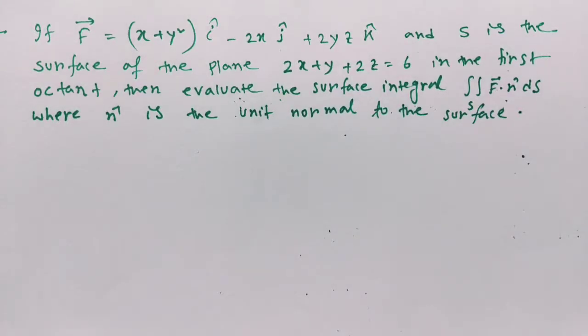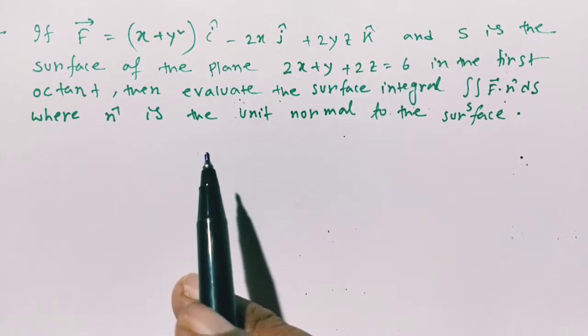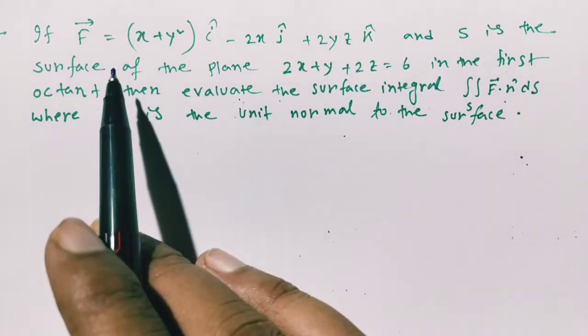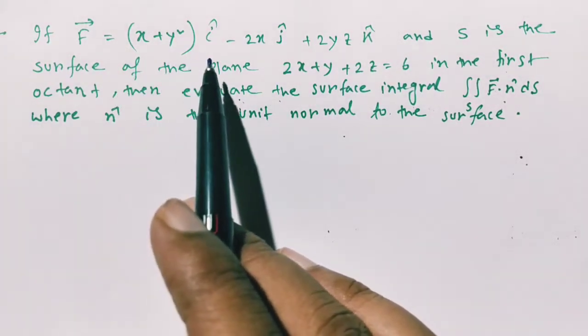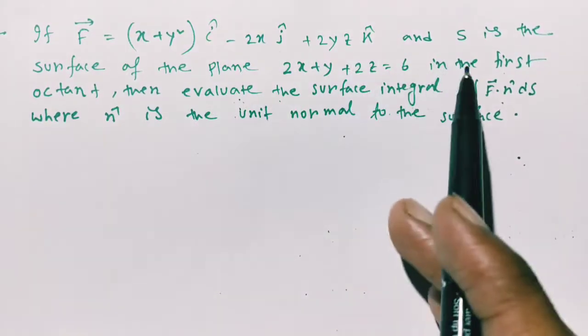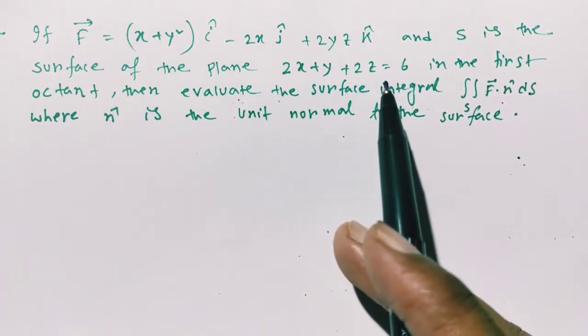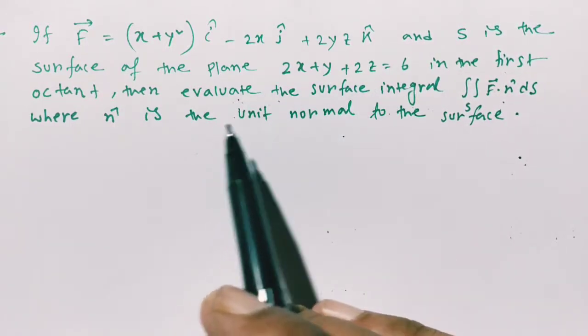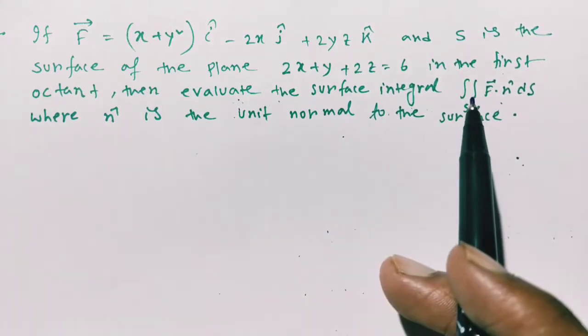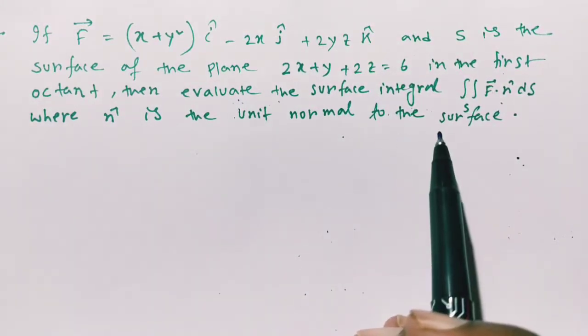Dear students, now let me do this problem. It is a problem based on surface integration. Here given that F vector is (x plus y squared) i cap minus 2x j cap plus 2yz k cap, and S is the surface of the plane 2x plus y plus 2z equals 6 in the first octant. Then evaluate the surface integral of F dot n hat dS, where n hat is the unit normal to the surface.